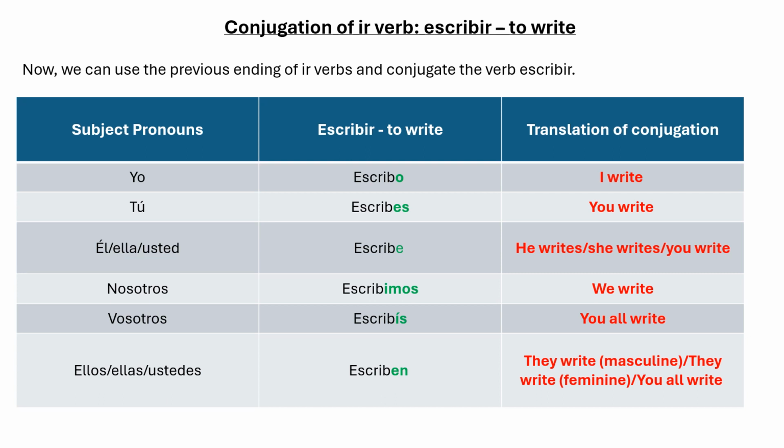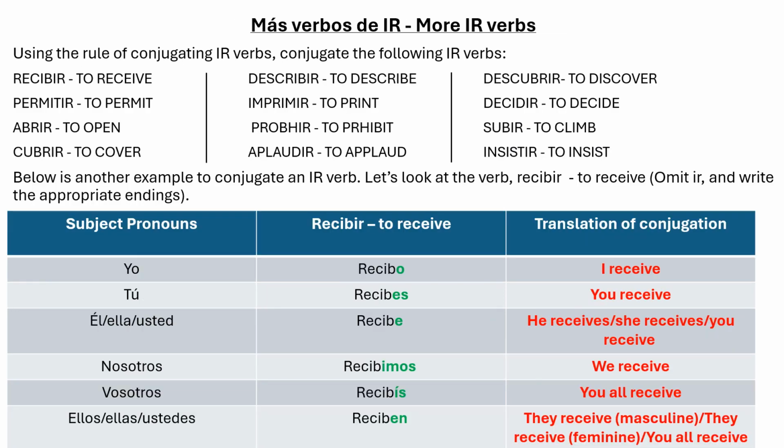So this is the conjugation of IR verbs. Make sure you copy this chart properly in your notebook along with the translation. And after that, we will look at some other examples of IR ending verbs. So make sure you write this list as well. So let's go through all these verbs.